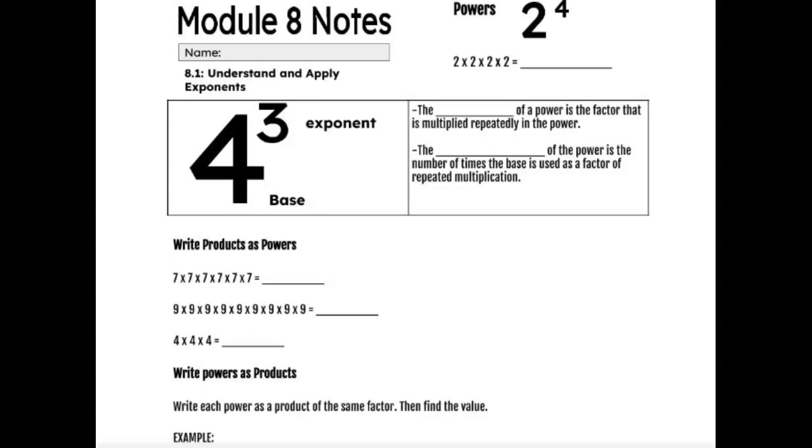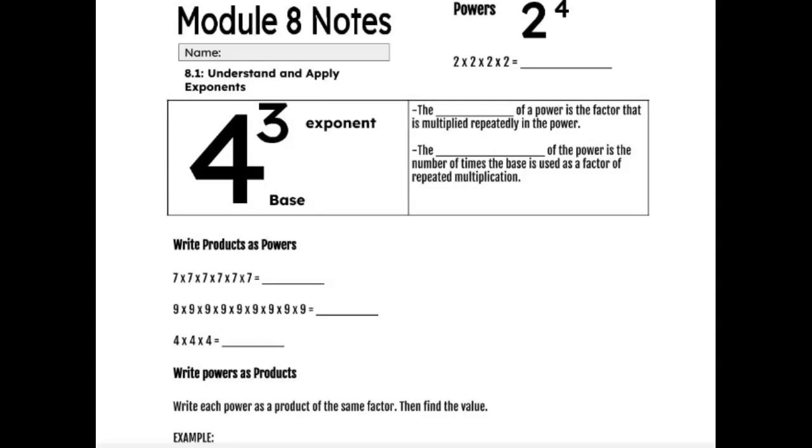Now, we're going to start right up over here with this 2 and this little 4. This is called a power. In a power, we have a big number and this little tiny number. If we look down here, the big number is called the base, and the little number is called the exponent.